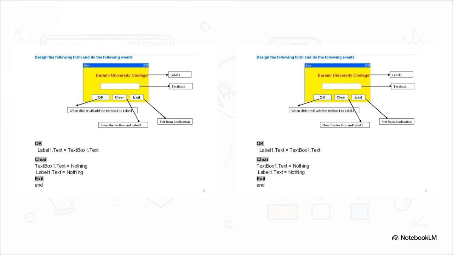Now, don't worry about the weird syntax. Just look at what it's saying. It's a direct order. Hey, program, take whatever text is in text box 1 and put it inside label 1. That's it. A visual thing is directly linked to an action.